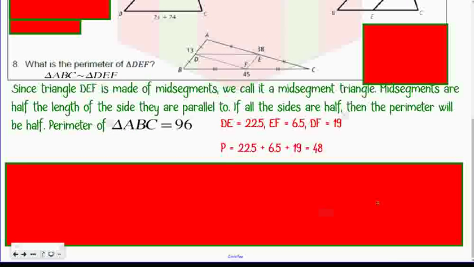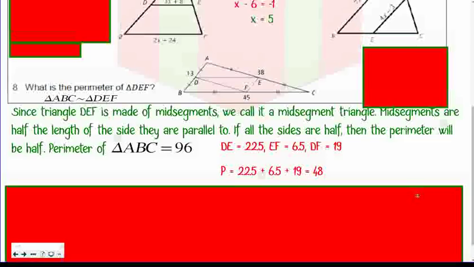So, yes. So think about it. You have this picture up here. This side right here is 45, so this side is going to be 22.5. This side is 13, so this is half, so this is 6.5. This side over here is 38, so this half is 19. Well, if you add those three numbers up, you get 48.